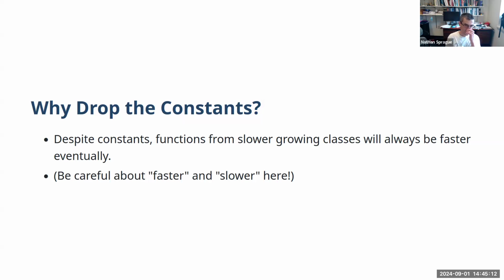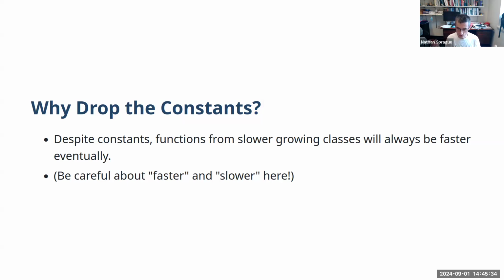I said faster and slower a lot when I was working through that little example. This is the summary. Despite constants, functions from slower growing classes will always be faster eventually. You have to be a little bit careful with this wording. When I'm talking about a slow growing function, I mean a function where the value of the function is growing slowly as the input size increases.